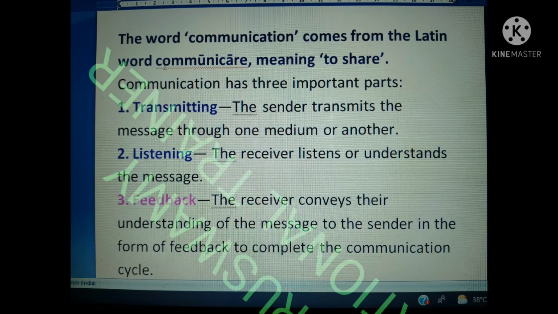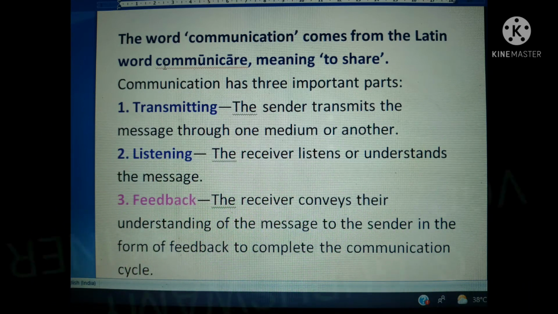Today's topic is communication skills. The word communication comes from the Latin word communicare, meaning to share. Then let us go to the importance of communication.